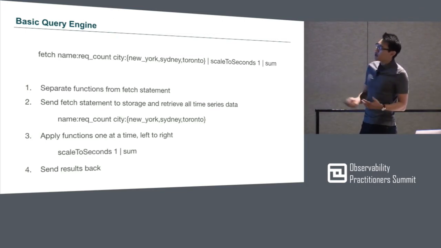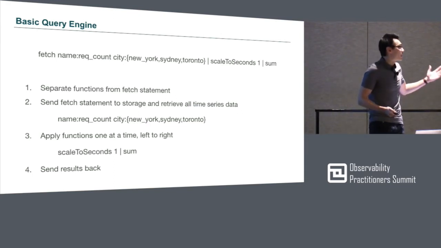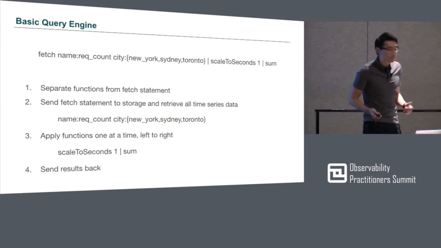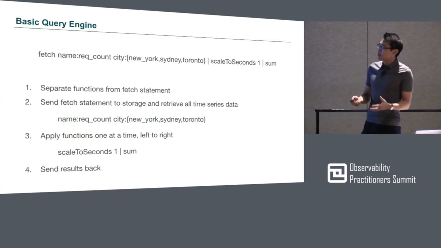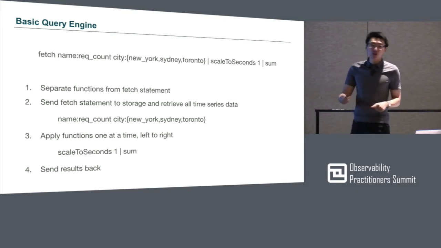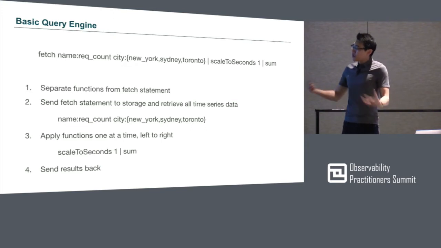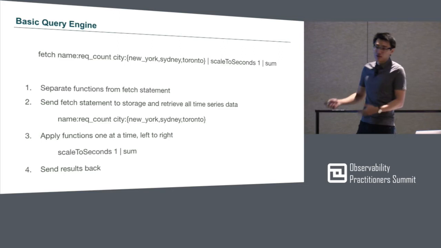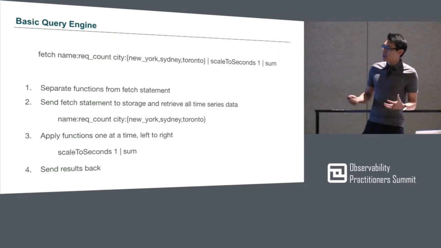So in that function here, we want to fetch the request count for 3 particular cities. We want to figure out what the per second rate is, and then we want to sum everything up, right? So a basic query engine will take the functions from the fetch statement, so separate the two out, right? It would send the fetch statement down to your storage nodes to retrieve all of the time series data that you need. And then once you have all the time series data back in the query node, then you apply the functions from left to right, and then you send the results back to the user, right? This is essentially the logic of a basic query engine.